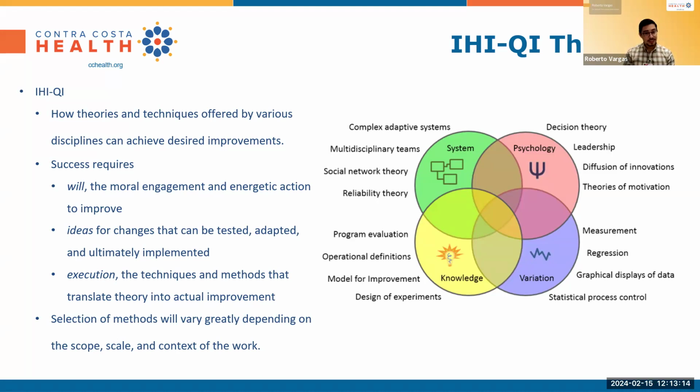So in order to be successful, there are some obvious things that need to happen. Certainly there needs to be that will, right? We're talking about that psychology, the moral engagement and energetic action to improve. Or there needs to be ideas, right? You need to be able to have either an individual or a group of people come together and agree upon certain ideas that they feel will influence a later change towards a desired goal. And then execution. And this can be through project management, using certain techniques to, again, translate into improvement.